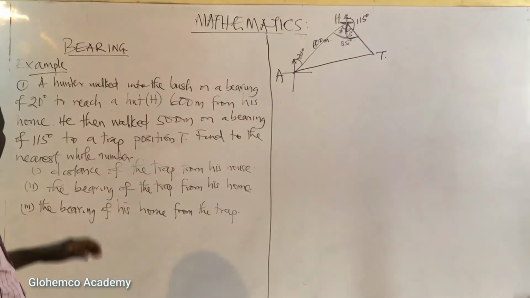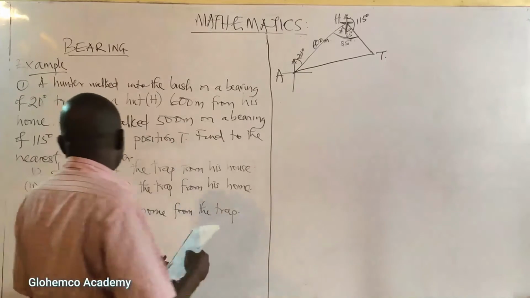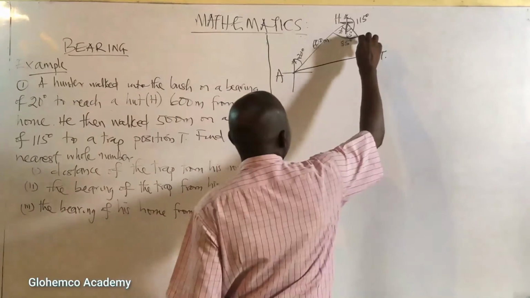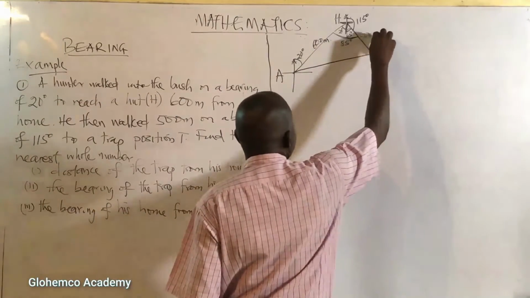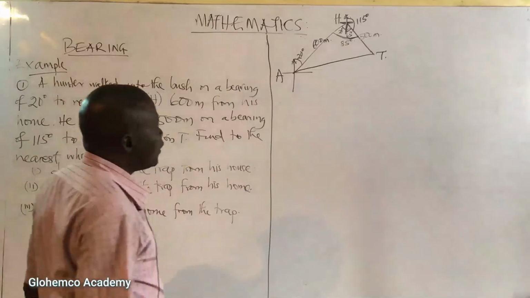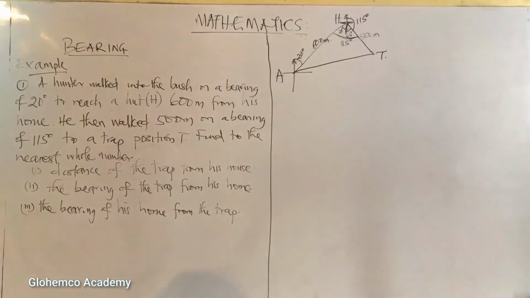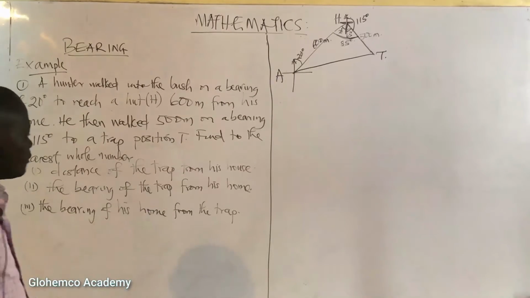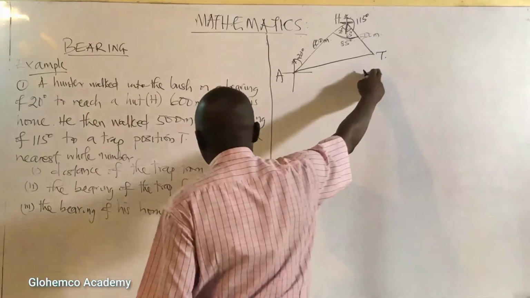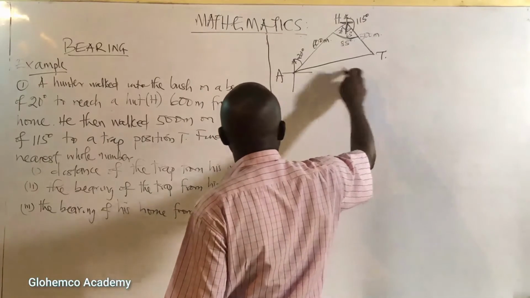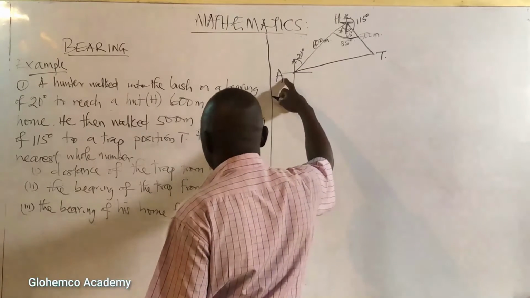But don't forget, we said he then walked 500 meters on the bearing of 115 degree to a trap. So H to T must be 500 meters. The question one says, calculate to the nearest whole number the distance of the trap. Where is the trap? This is the trap T, from his home, and this is his home, A.